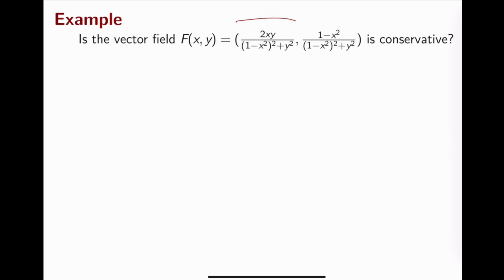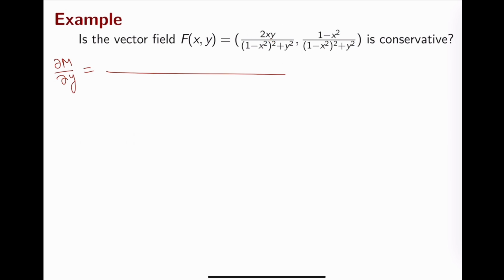So let's start by calculating the derivative of m, I mean of the first component, with respect to y, right? So these are the derivatives that we have to compare. The derivative of m with respect to y. Okay, so let's focus on this one. This is a quotient, so the formula is the derivative of the first one, and remember the derivative is with respect to y in this case.